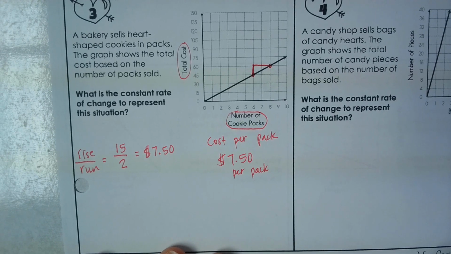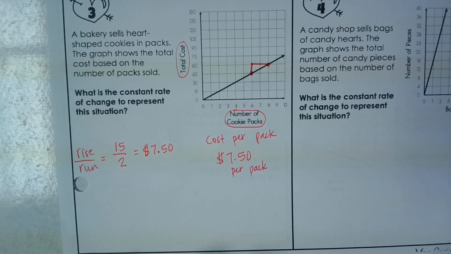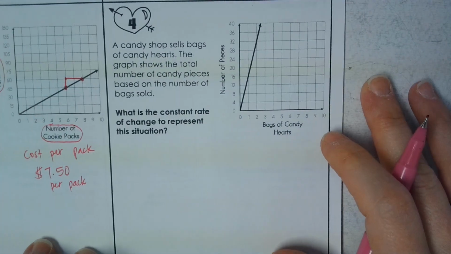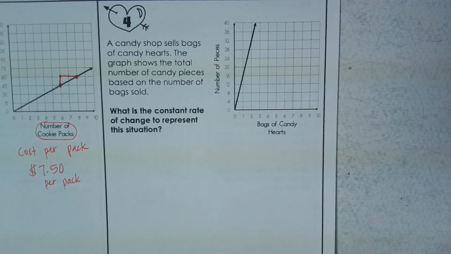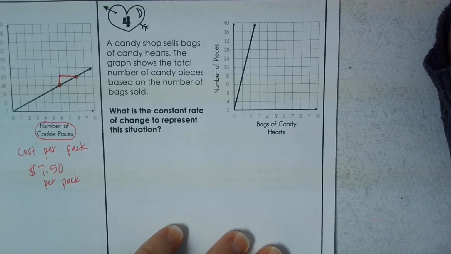So if you're just having a graph, leave the slope as fractions like we did yesterday. But if we're talking about real world stuff and it's fine to represent whatever it is as a decimal, like money, then you can do it as a decimal. All right, last one for notes. A candy shop sells bags of candy hearts. The graph shows the total number of candy pieces based on the number of bags. So what's the constant rate of change?